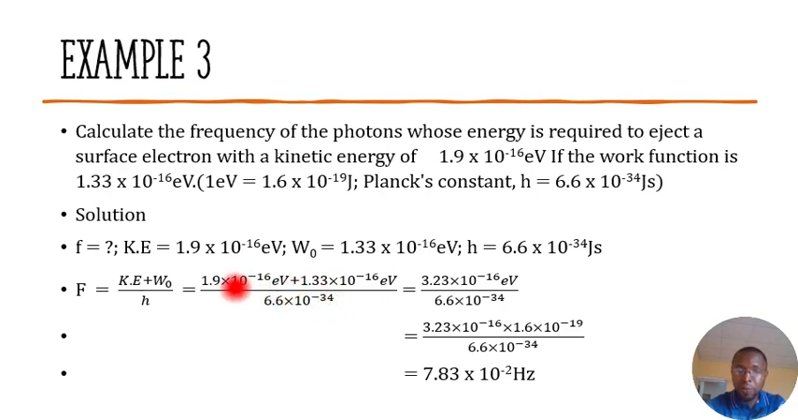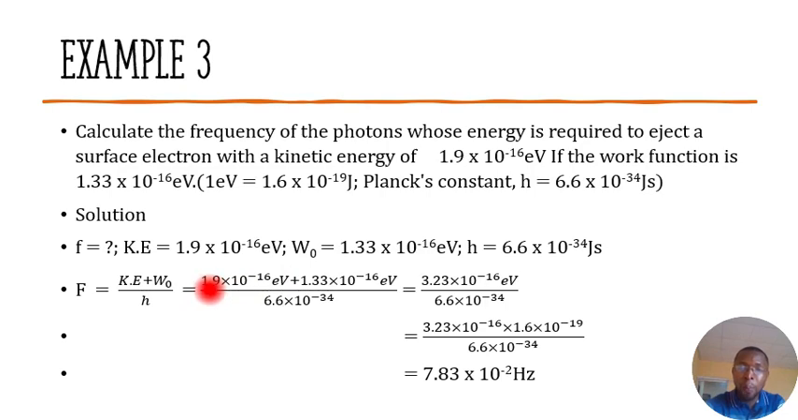So now if we factorize this, we find out that 10 to the power minus 16 electron volt is a common factor here. So it has been brought out to be 10 to the power minus 16 electron volt. It is here and it is here as well. So that's the common factor.